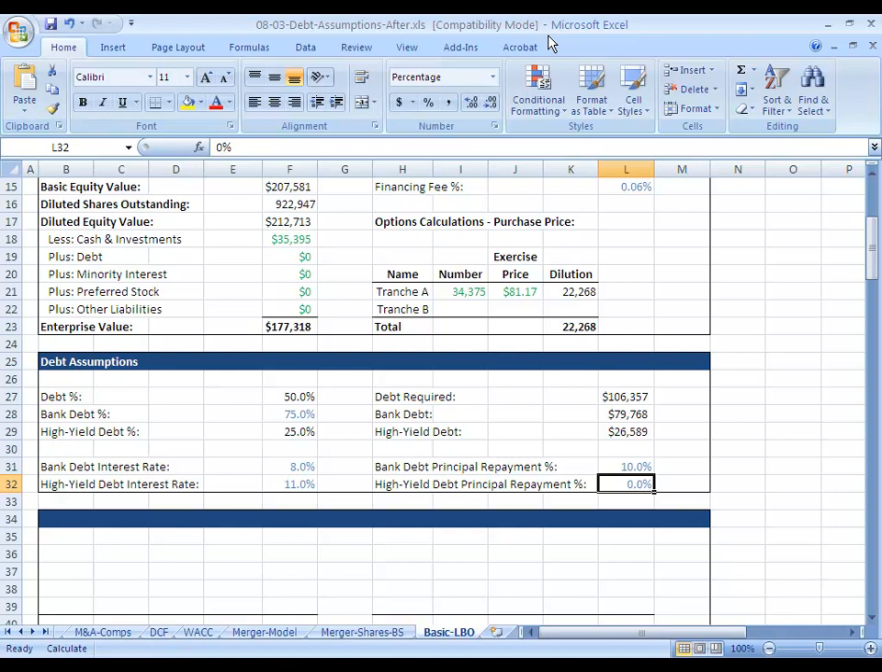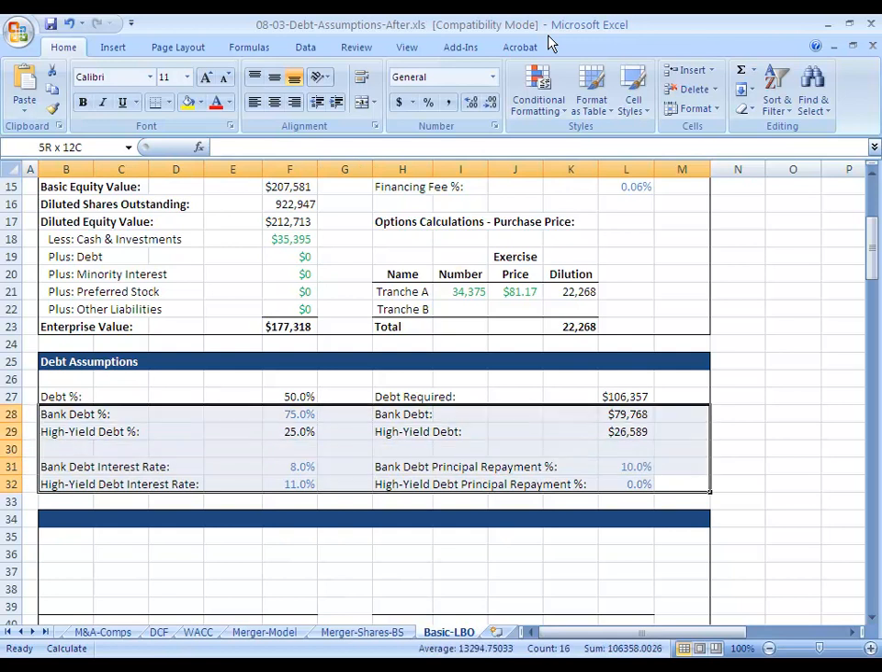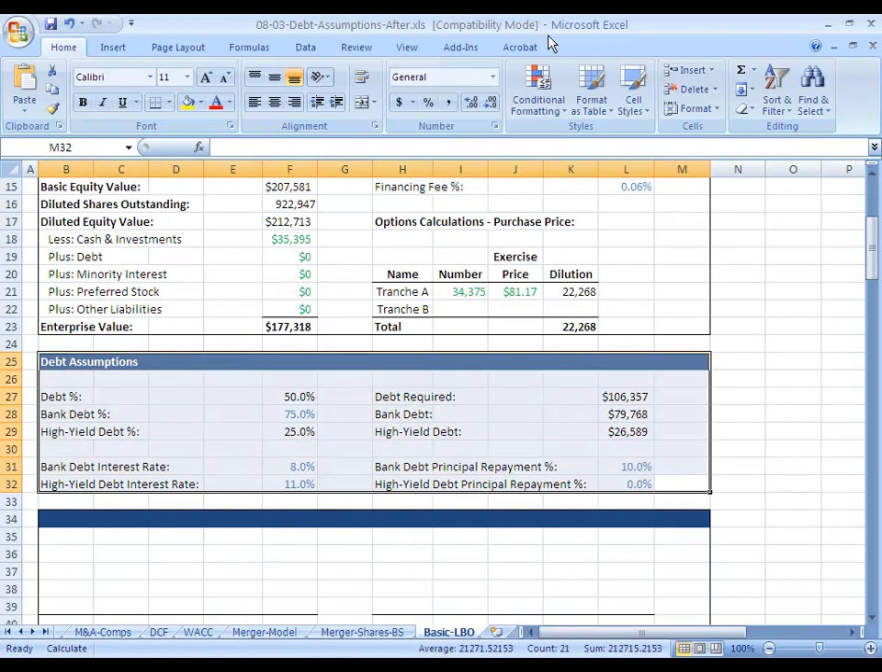Later on, we will be coming back to debt in detail and creating a debt and interest schedule that shows how these balances change over time and how interest is paid on debt and how interest is earned on cash. But for now, we're done with our debt assumptions. Coming up next, we're going to be creating a sources and uses schedule to tell us more accurately where the funding for this transaction is coming from and where it's going to.